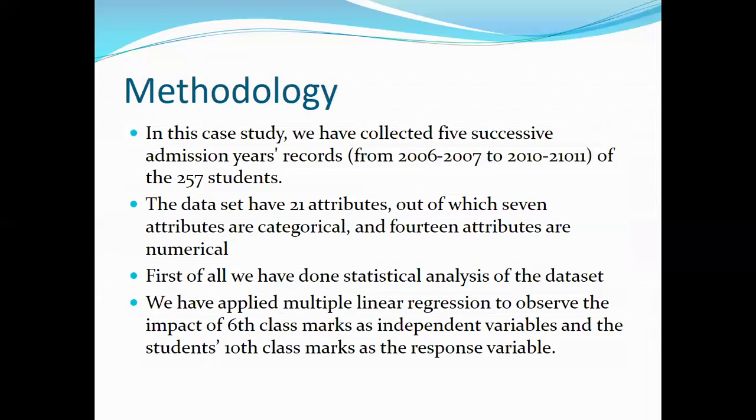In this case study, we have collected five successive admission years' records of 257 students. Our dataset has 21 attributes, out of which 7 attributes are categorical and 14 attributes are numerical. First of all, we have done statistical analysis of the dataset. Then we have applied linear regression to observe the impact of 6th class marks as independent variable and the students' 10th class marks as the response variable.